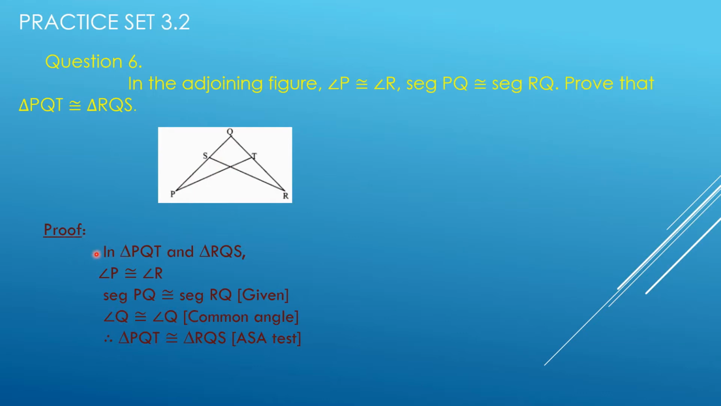Proof: in triangle PQT and triangle RQS, angle P congruent to angle R, segment PQ congruent to segment RQ, and angle Q congruent to angle Q, that is the common angle. Therefore, by which condition are these two triangles congruent? By angle, side, angle. Therefore, by ASA test, triangle PQT congruent to triangle RQS.